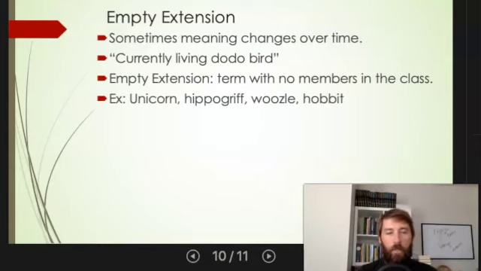Here are some other examples. Imaginary creatures like unicorns, hippogriffs, and woozles. These all have empty extension. They don't have empty intension because typical competent speakers of the language have certain things that come to mind when you hear the word unicorn. You think of a horse with a single horn in the front of its head that farts rainbows. That's the intensional meaning. It's not empty. But the extensional meaning is empty. It has an empty extension because there are no such things as unicorns.